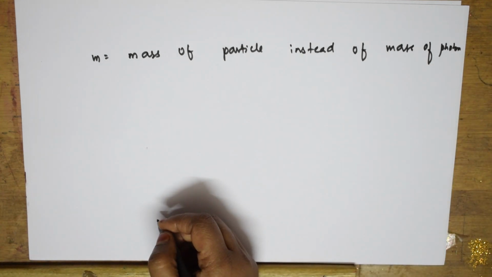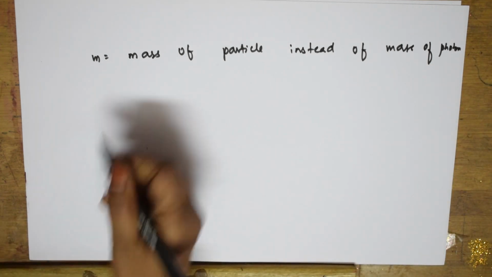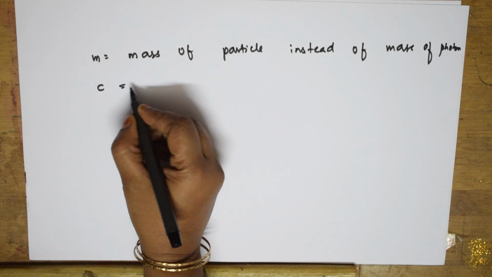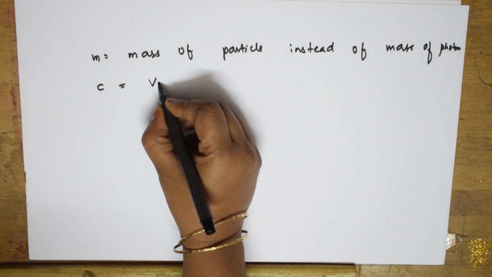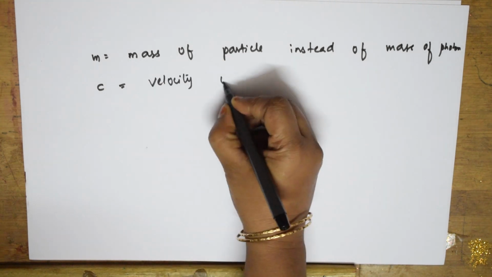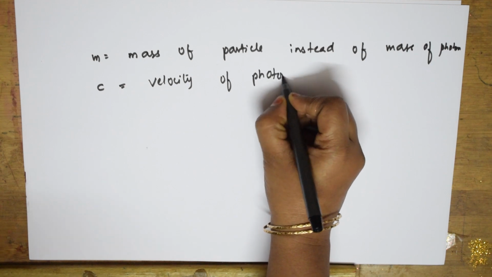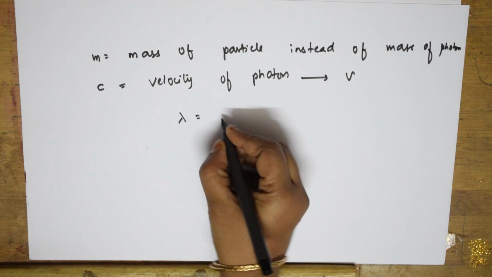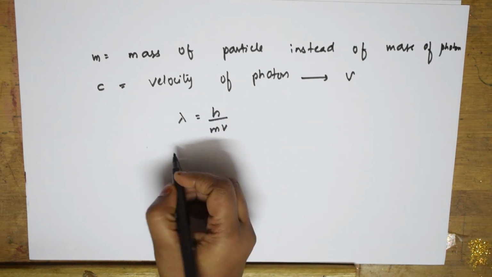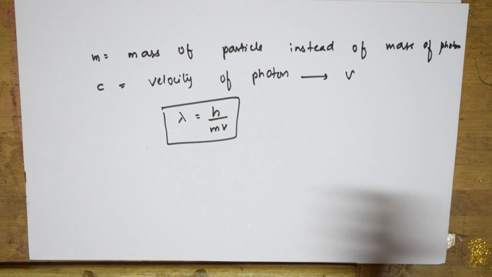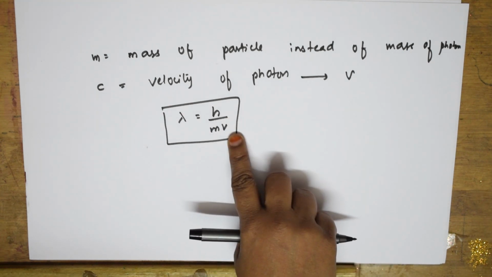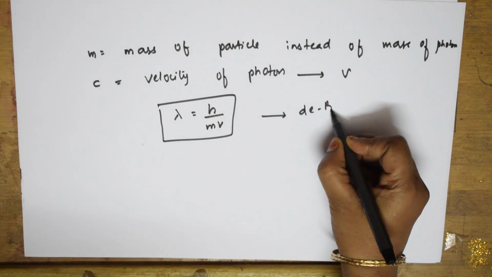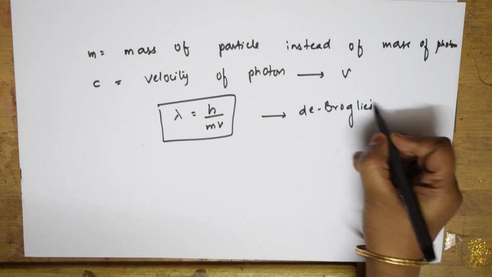And he said the c, whatever is there, that is the velocity of the photon, you can replace this by v, the velocity of the particle. So what can you write? Lambda is equal to h by mv. Instead of h by mc, h by mv. This is called de Broglie's equation.